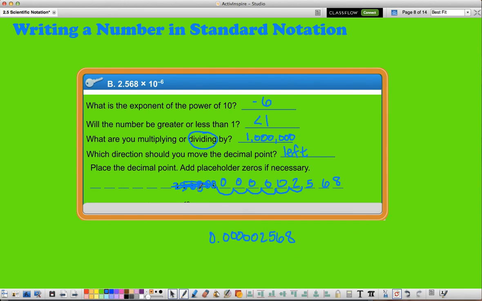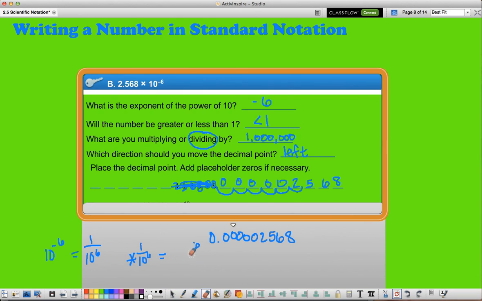So remember, we talked about when you have a negative exponent, so 10 to the negative 6th actually means 1 over 10 to the 6th. So multiplying by 1 over 10 to the 6th is the same thing as dividing by your 10 to the negative 6th. Okay, so that's where the division part comes in.